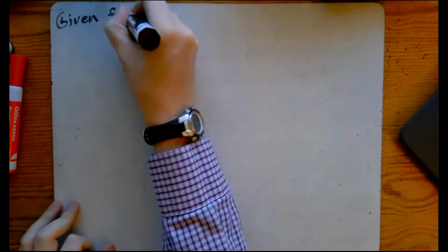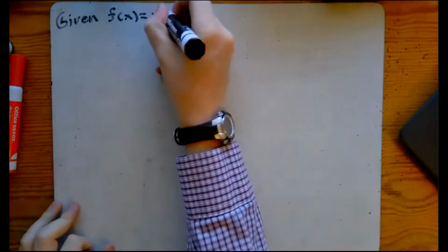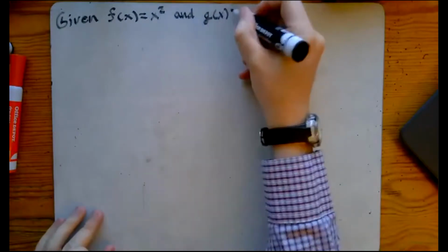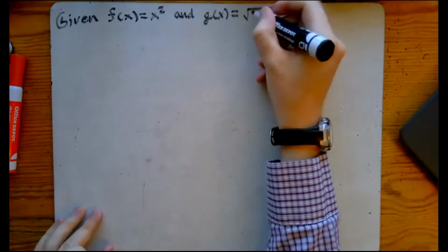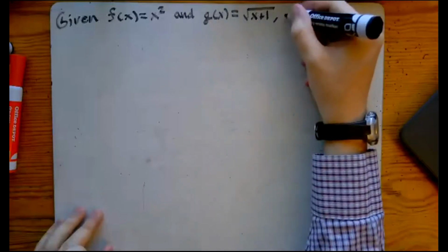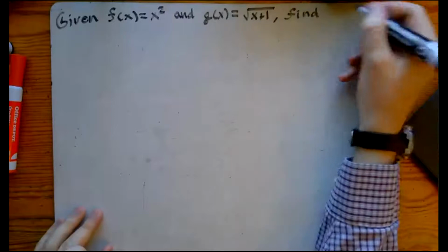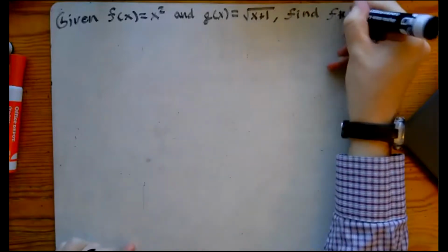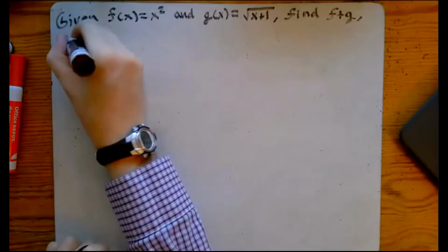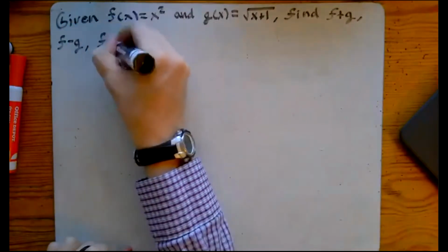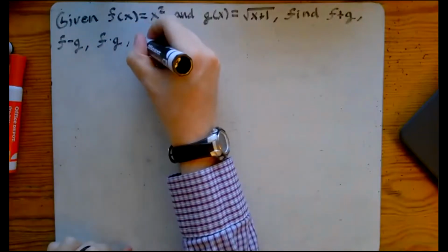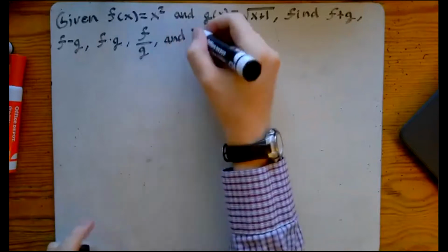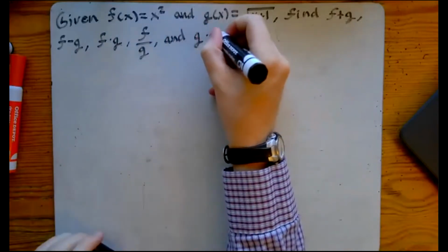So if we are given f of x equals x squared, and g of x equals the square root of x plus 1, we need to find, let's go ahead and try each of these formulas. So let's find f plus g, f minus g, f times g, f divided by g, and g times g.